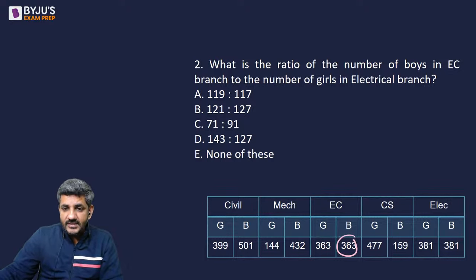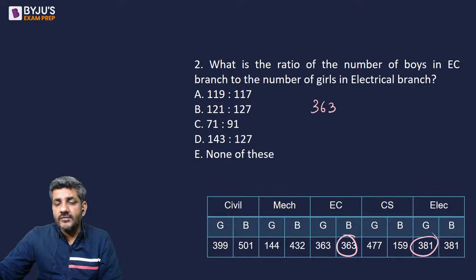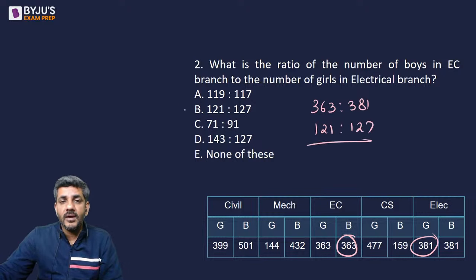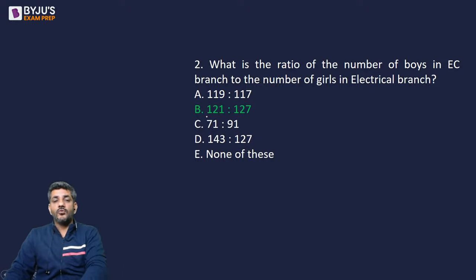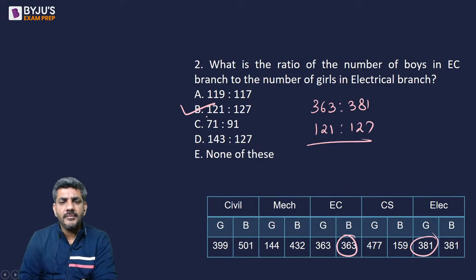Boys in EC is 363. Girls in electrical is 381. He is asking you the ratio of 363 is to 381. 3 से काट देते हैं तो ये आएगा 121 और ये आएगा 127. So my answer is option B, that is 121 is to 127. टेबल आ गई तो फिर तो काम वैसे भी आसान ही हो जाता है.